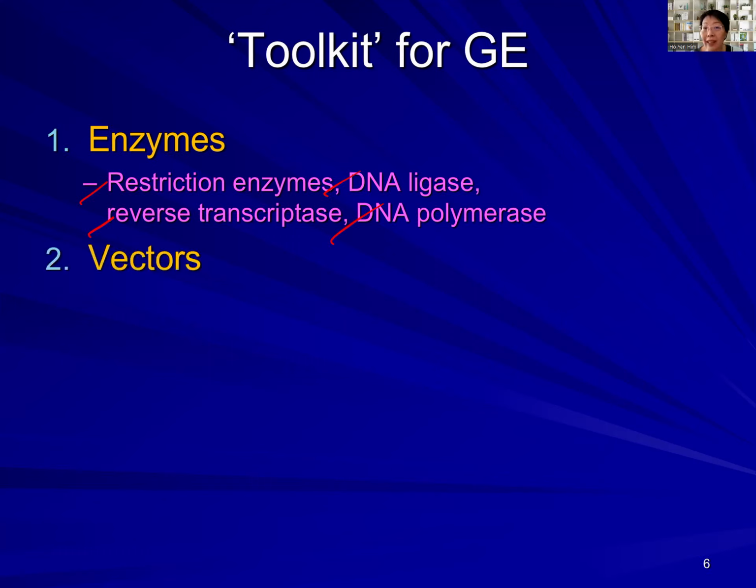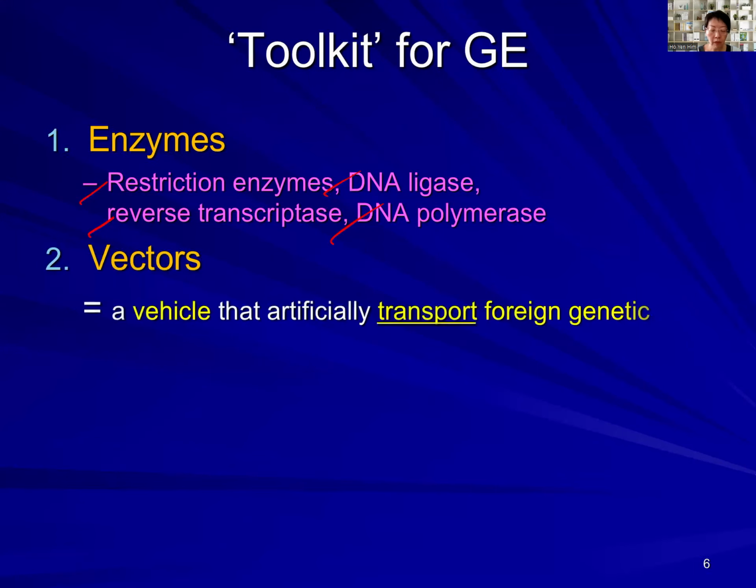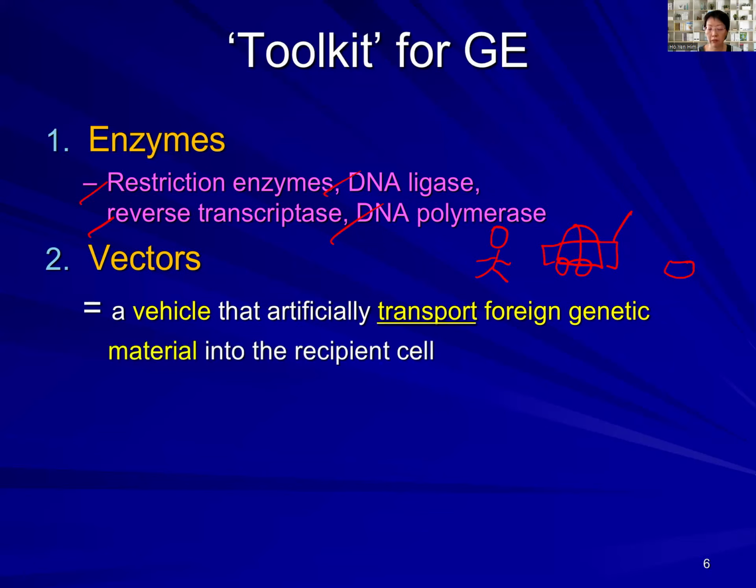Then number two, we need vectors. What is a vector? A vector is a vehicle, like a car. Because you want to transfer the gene from one organism to another organism, you need a transporter to transport the gene from donor to recipient. So the vector is the vehicle that can artificially transport the foreign genetic material into the recipient cell, from here to here. That's called the vector.